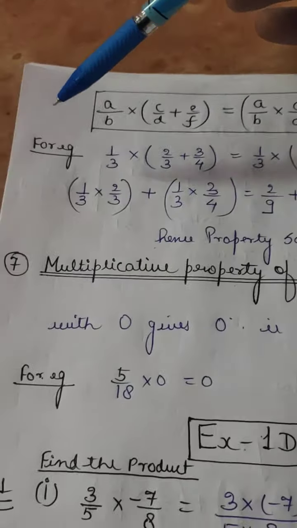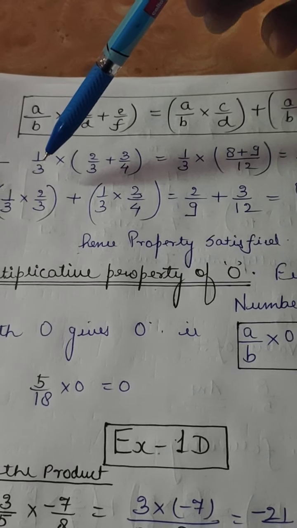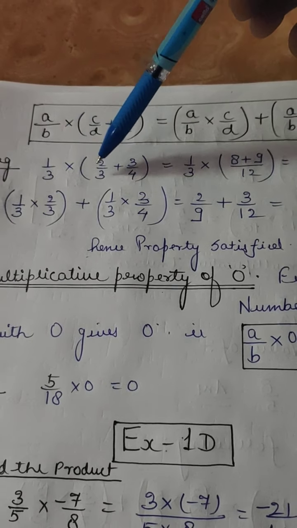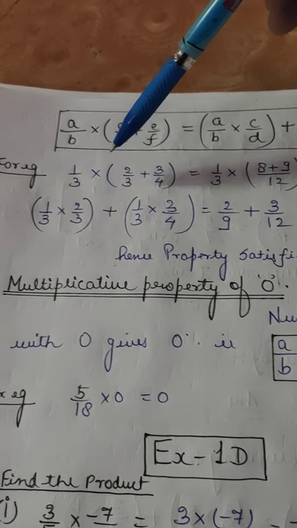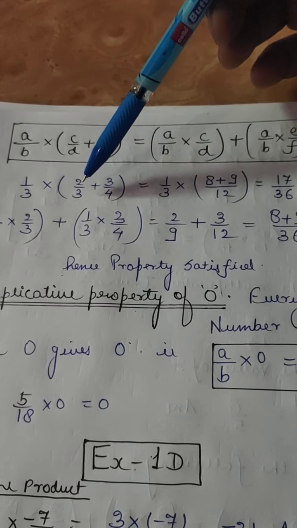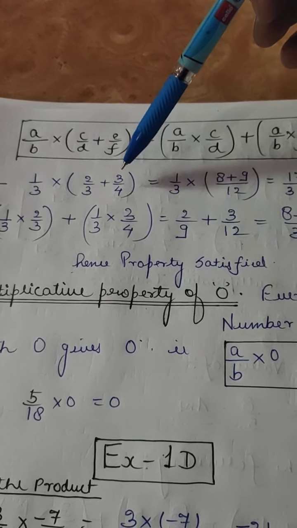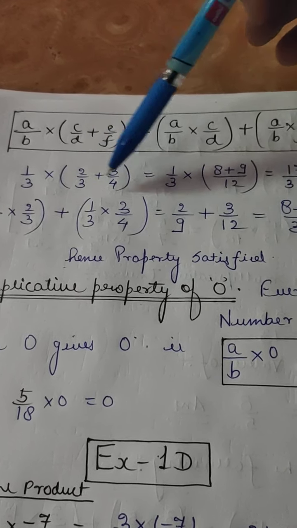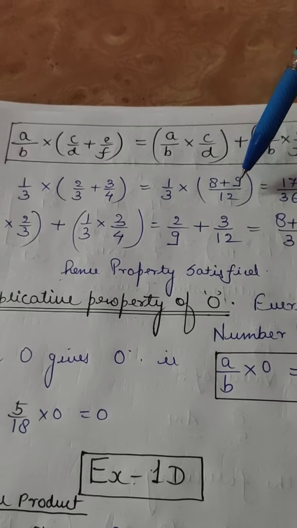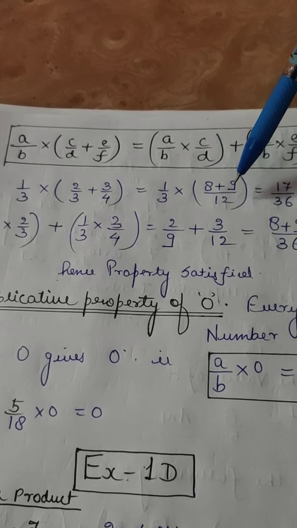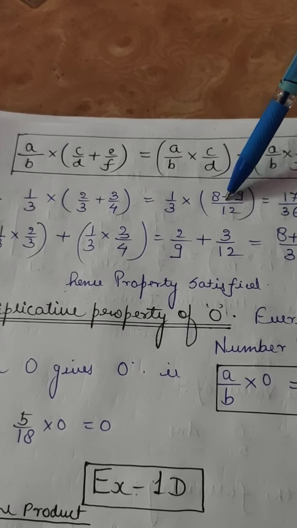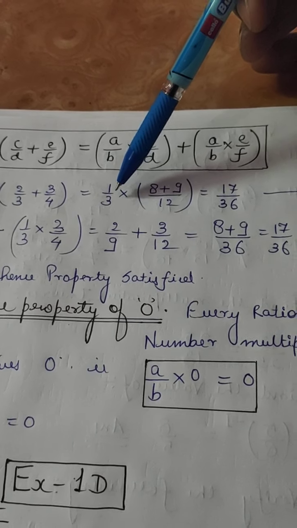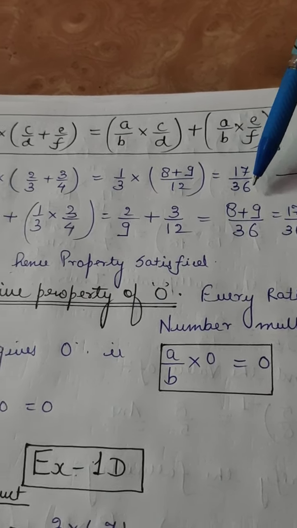Let's understand this property with an example. Here we have taken three rational numbers, 1 by 3, 2 by 3 and 3 by 4. First we have solved the bracket part. In the bracket we have to solve the sum of these two rational numbers. Then the sum is multiplied by the first rational number, and the result is 17 by 36.